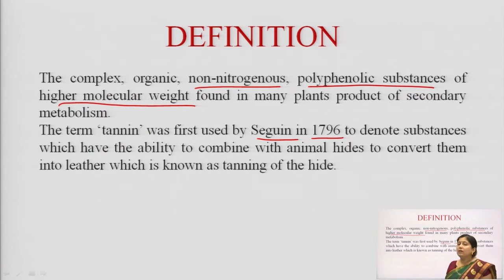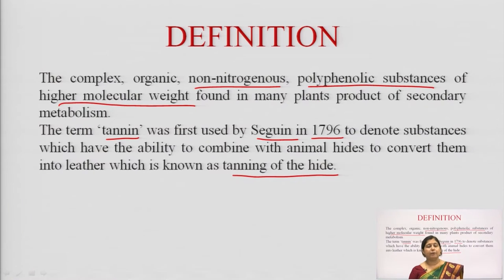In 1796, he described a substance which had the ability to change the color of animal hide and convert it into leather. This is because of the property of these tannins to react with the proteins present on the animal skin and convert that animal hide into leather. That process was known as tanning of hide, and because of this the name tannin was given.